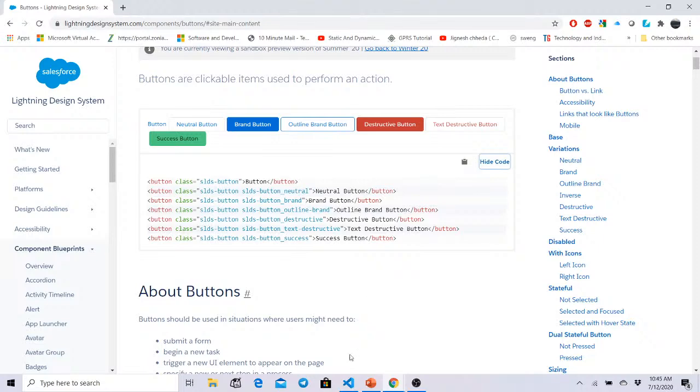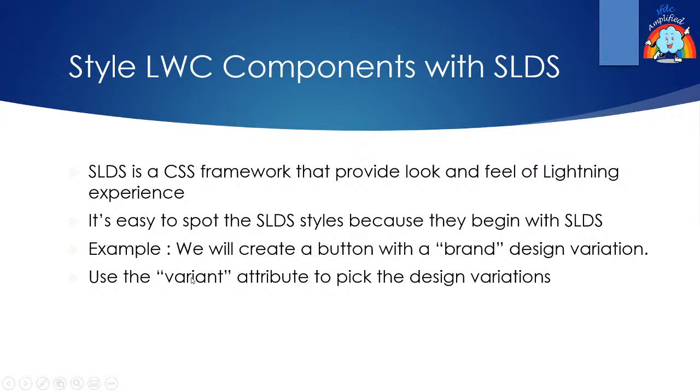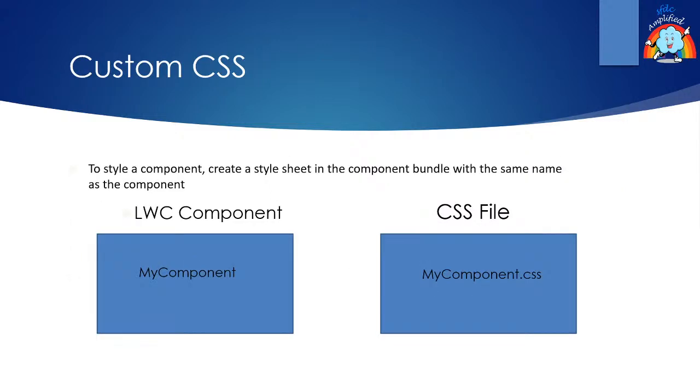So this is one example where we have used one of the attributes from SLDS for the lightning button, which was variant, to pick different design variations, like we have seen for success and destructive, which are built in. So this was the example for the SLDS. Next, coming to custom CSS.